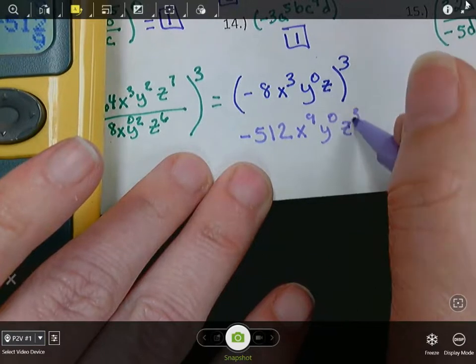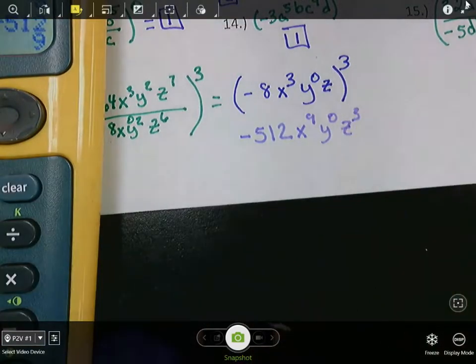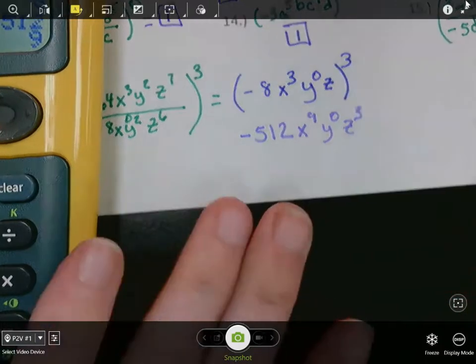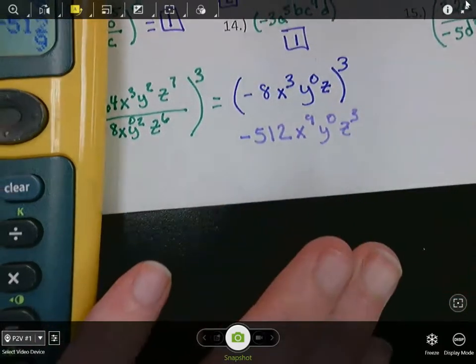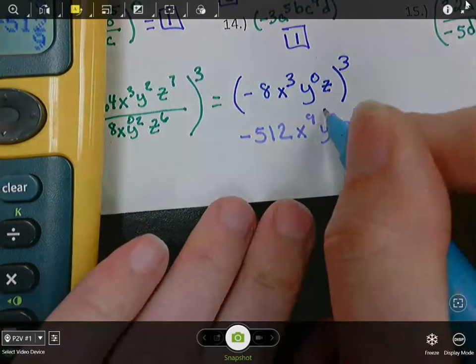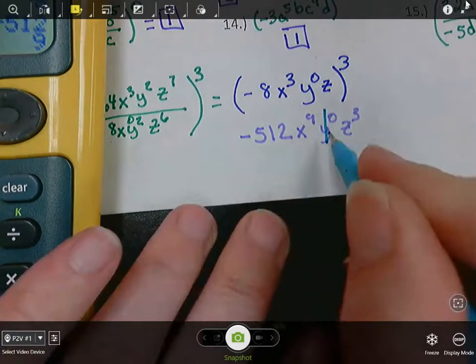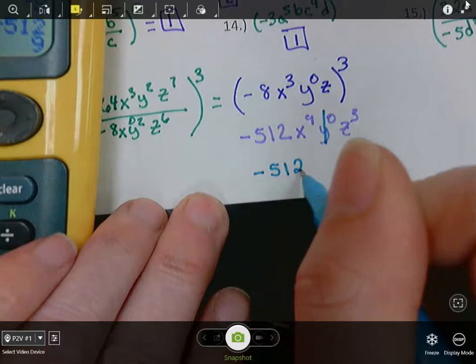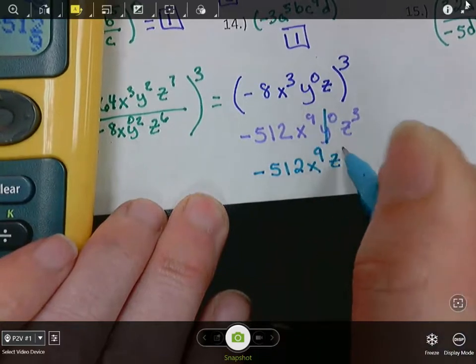Now, what do you notice about our answer? There's a variable to a 0 power. See this y? It's raised to the 0 power. And what's y to the 0 power? 1. Anything to the 0 power is 1. So I really wouldn't even have that y at all. I would have negative 512 x to the 9th z to the 3rd.